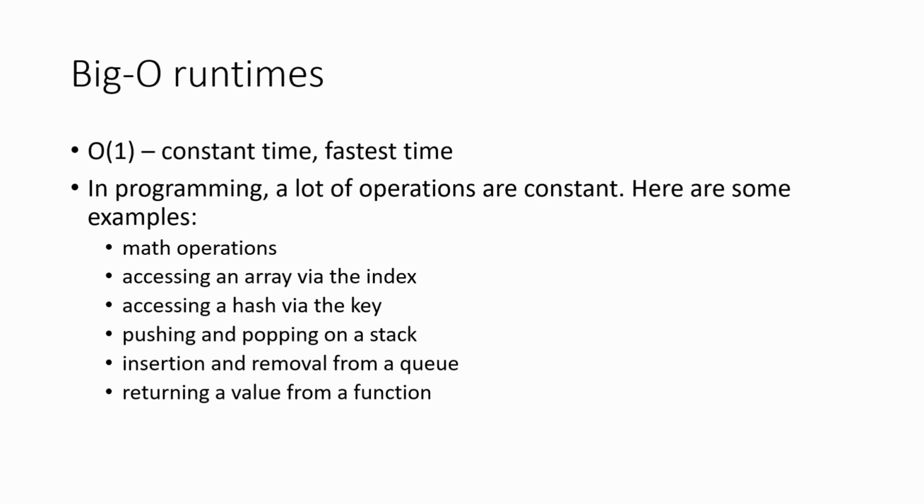A lot of the operations are constant, math operations. If you access an array, you get a million items in the array. It doesn't matter. If you say A at 100, A at a million, that index, it's going to get it for you right away, very fast. You don't have to go through the whole entire list to get to the millionth item. You can use it via index, accessing a hash via the key.